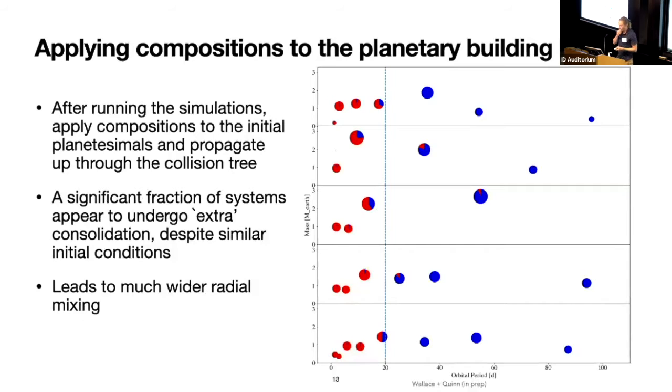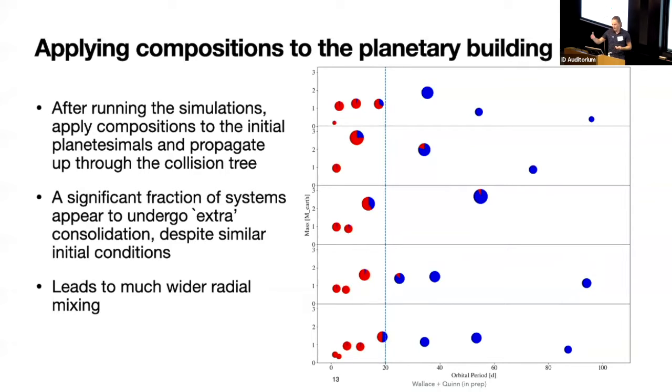I guess the more interesting result is if you go through and run a bunch of these simulations, we can actually paint compositions onto the base of the collision tree, the planetesimals, and then propagate that up to the final planets that form and make composition predictions for them. So we're still working on this. I've just done something very rudimentary here, which was to basically plop a snow line down at 20 days and measure how much wet and dry material there is in each planet that forms.